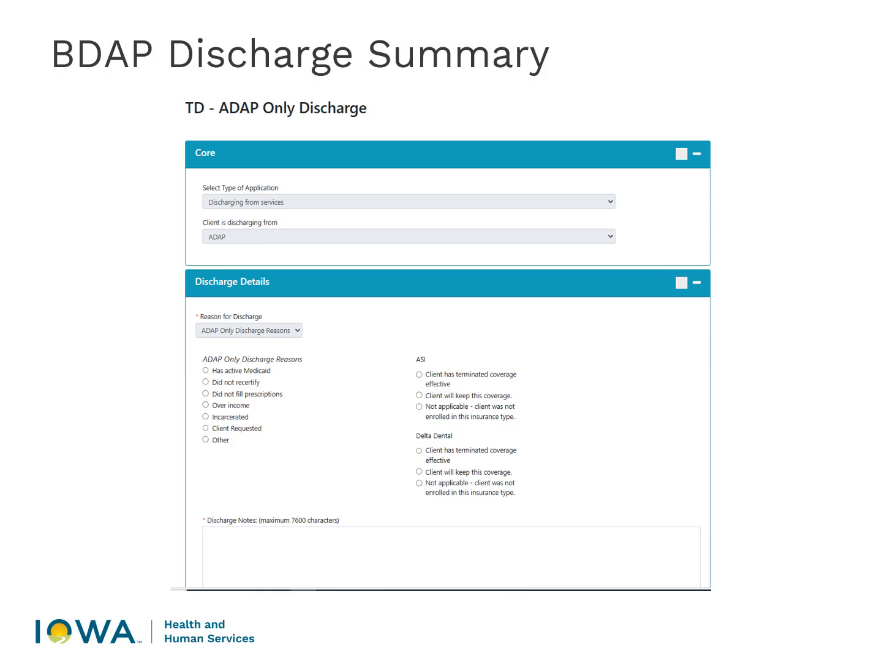And on this right-hand side, you can see that we ask you to confirm that a client has terminated their coverage if they're on ASI, if they'll keep their coverage and pay for it themselves, or if this is not applicable because the client was not enrolled in that insurance type, and the same would be under Delta Dental. And here in the discharge notes option, this is where we would be asking you to confirm if a client needs a 30-day supply or reasons around the discharge, such as client is relocating to Wisconsin and has an appointment with their provider, but will need a 30-day discharge supply of meds in order to tide them over until their first appointment with their provider.